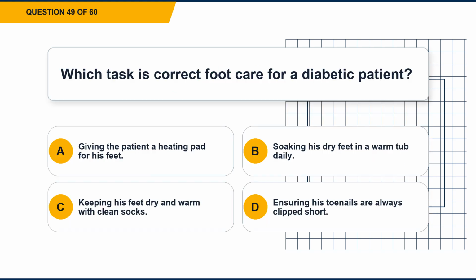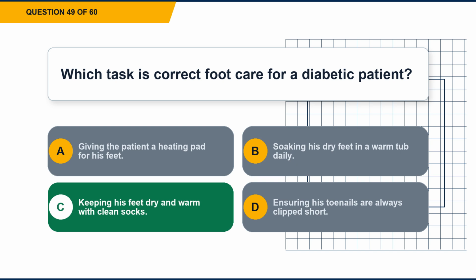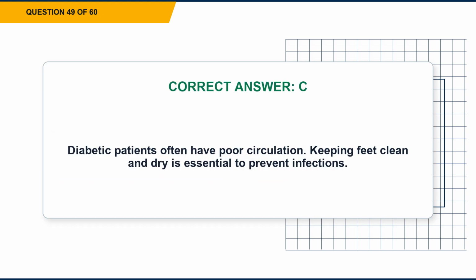Question 49. Which task is correct foot care for a diabetic patient? Option A, giving the patient a heating pad for his feet. Option B, soaking his dry feet in a warm tub daily. Option C, keeping his feet dry and warm with clean socks. Option D, ensuring his toenails are always clipped short. The correct answer is option C, keeping his feet dry and warm with clean socks. Explanation. Diabetic patients often have poor circulation. Keeping feet clean and dry is essential to prevent infections.